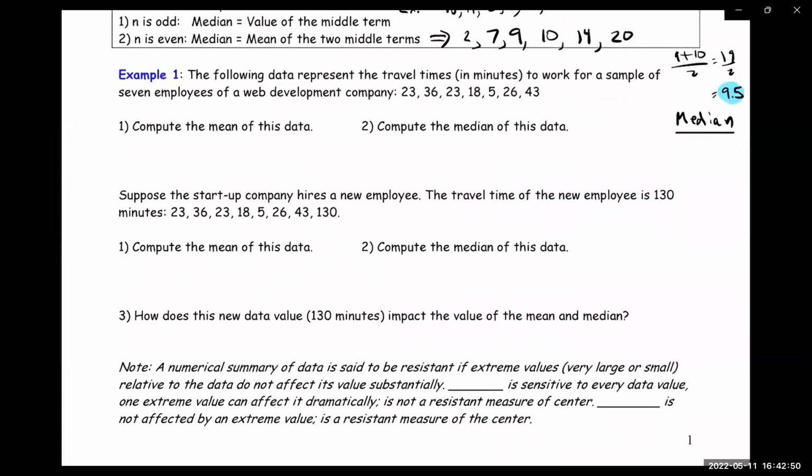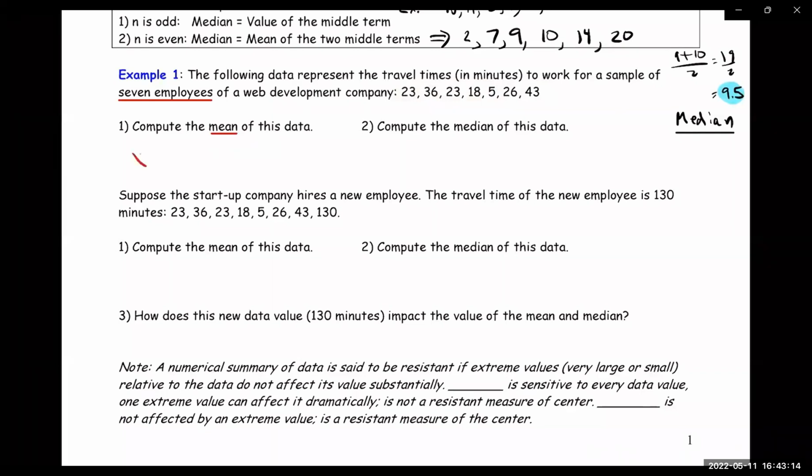All right, let's look at another example. Example number 1 says the following data represents travel times in minutes to work for a sample of 7 employees. So we know that there's 7 employees. All right, so let's count them. 1, 2, 3, 4, 5, 6, 7. So now let's find the mean.